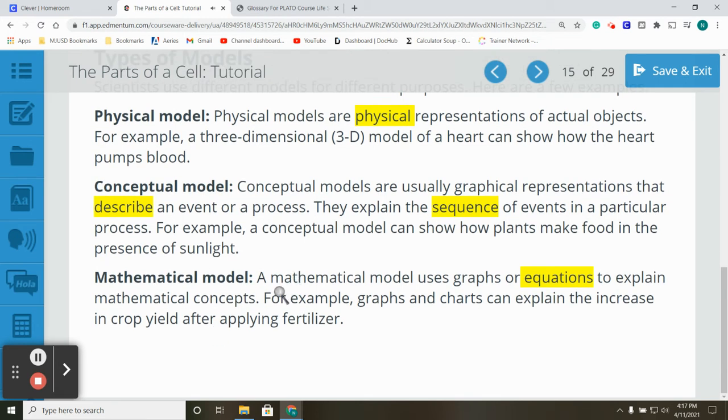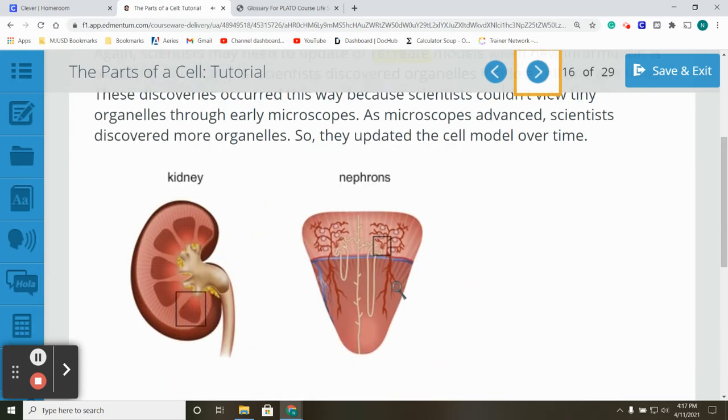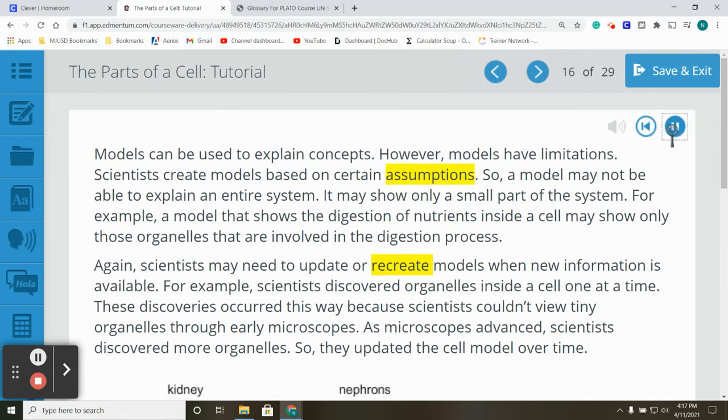Mathematical model. A mathematical model uses graphs or equations to explain mathematical concepts. For example, graphs and charts can explain the increase in crop yield after applying fertilizer. Models can be used to explain concepts.